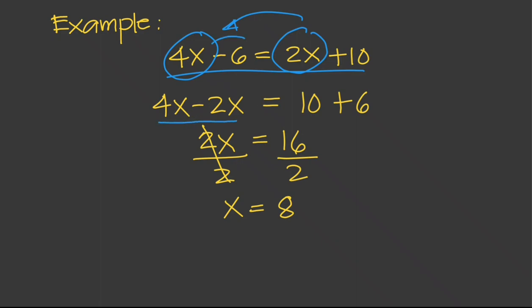And then negative 6 and 10 are alike. So we can move negative 6 to the right. That would become positive 6, so that would be 10 plus 6. Simplifying the equation, 4x minus 2x is equal to 2x. Then 10 plus 6 is equal to 16.